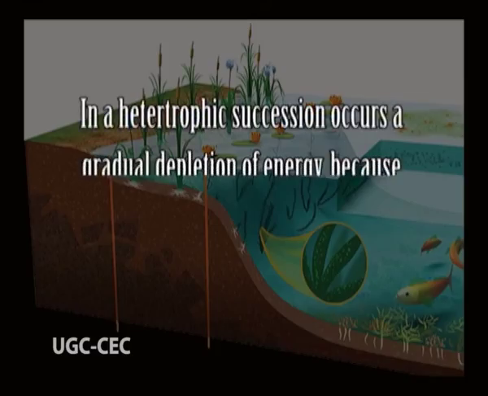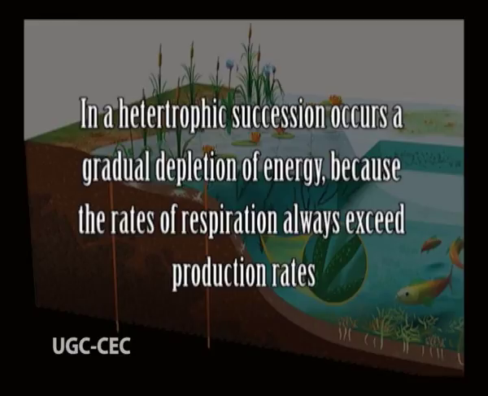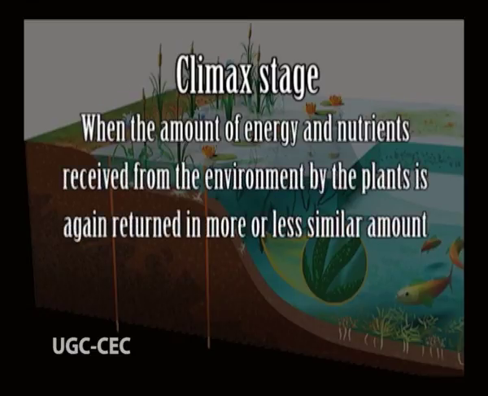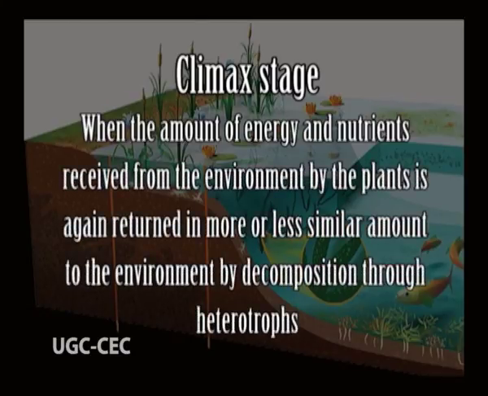In contrast, in a heterotrophic succession there occurs a gradual depletion of energy because the rates of respiration always exceed production rates. Finally, succession reaches the climax stage, when the amount of energy and nutrients received from the environment by the plants is again returned in more or less similar amount to the environment by decomposition through heterotrophs. Dear students, with this we conclude our today's topic, where we discussed ecological succession, the types of succession and the concept of climax community.